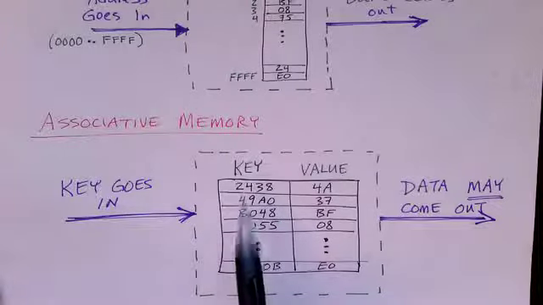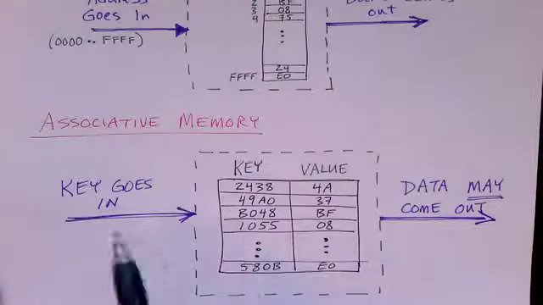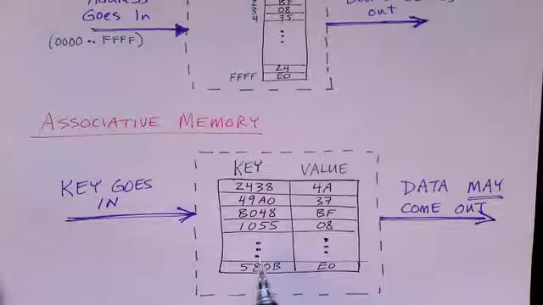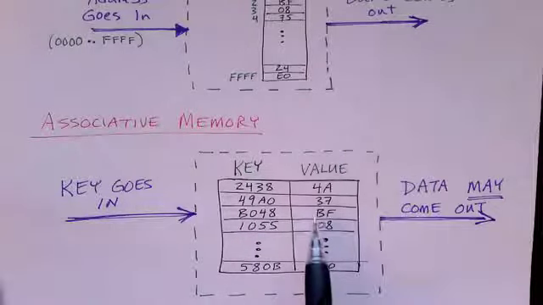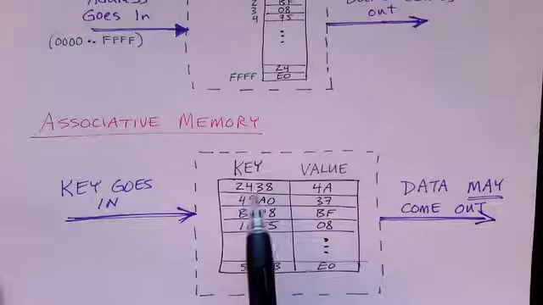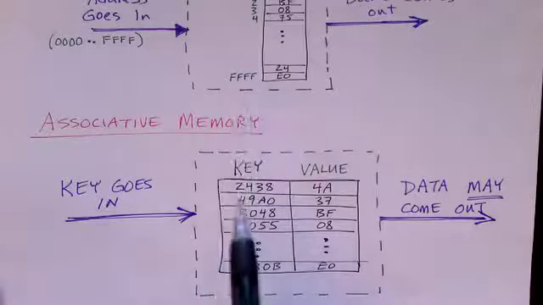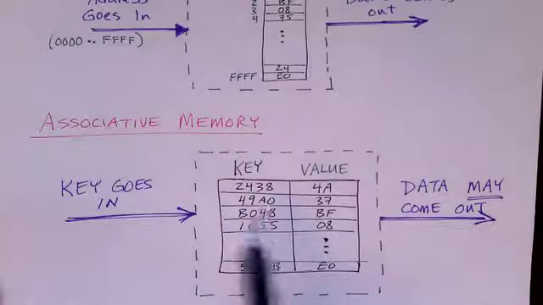All of these lines are searched in parallel for a match. So the key goes in and a match is made, and if a match occurs, then the data may come out. But you can also have another result, which is that there is no match. Here I happen to have shown the keys to be the same size as these addresses here, but the keys can actually be any size. They can be much larger.